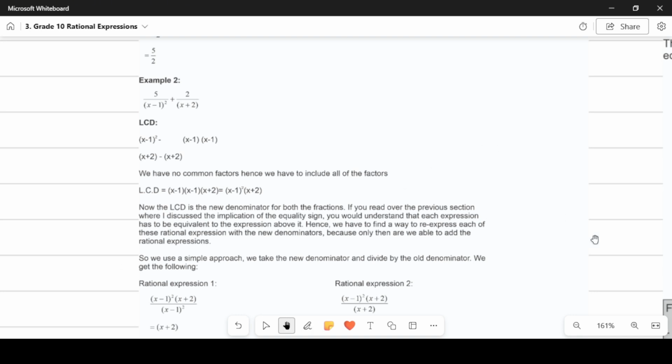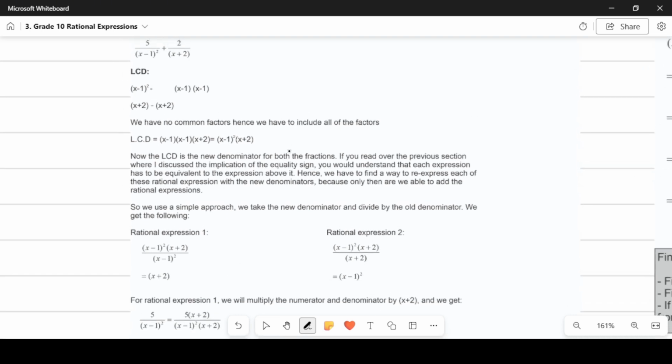Exactly as I talked about extensively with fractions. I said this is the new denominator, so we have to find a way to re-express this fraction with this new denominator. And we have to find a way to re-express this fraction with this new denominator so that we can add them together. Right? I've already talked about that extensively under the fractions module. So we'll use a simple approach.